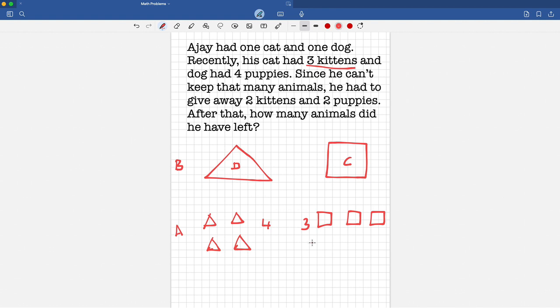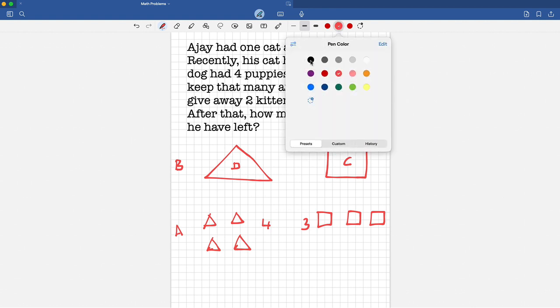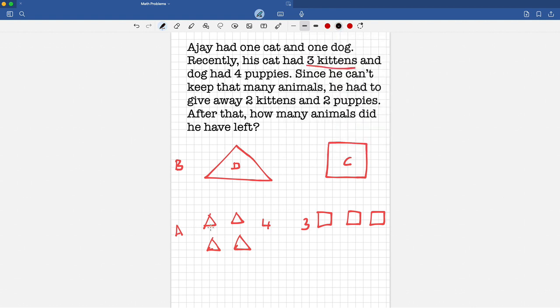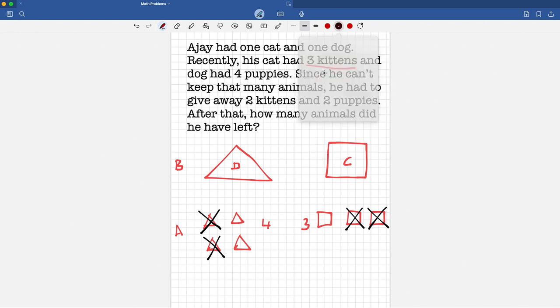Now, how do I define giveaway? So one way is to just kind of eliminate it by scratching it out, which is the ideal, right? So we can just say he gave away these 2, so he's no longer with him. And he gave away these 2, which is no longer with him. So now it becomes simple counting to say how many is he left with. How many is he left with? That's 1, 2, and 3.